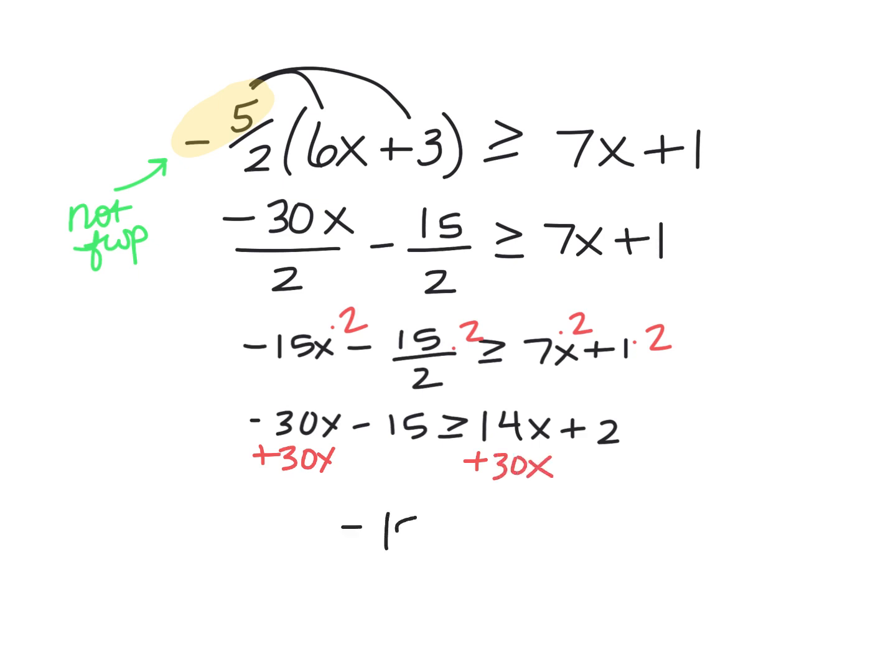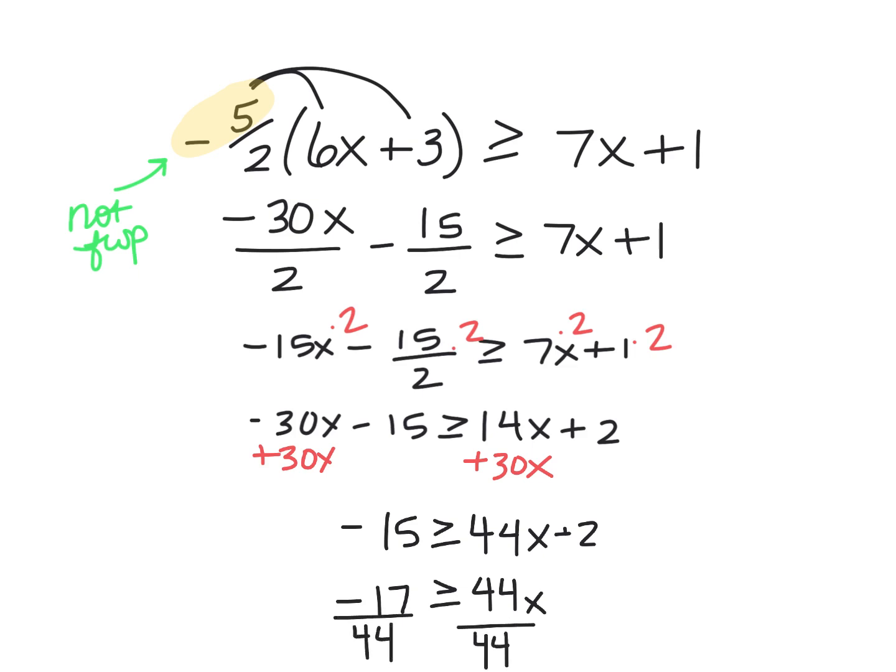All right, so I've got negative 15 greater than or equal to 44x plus 2. Now I'm going to subtract 2, so 44x less than or equal to negative 17. And then I'm going to divide by 44. And remember, when you do this, it's okay to have a fraction.